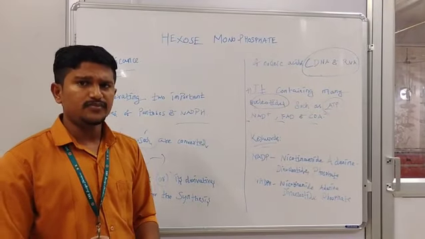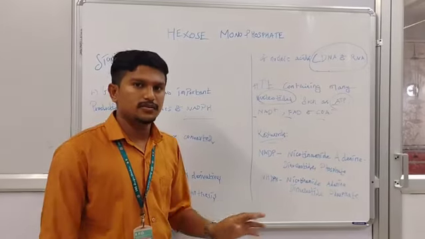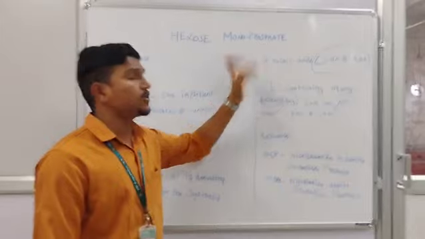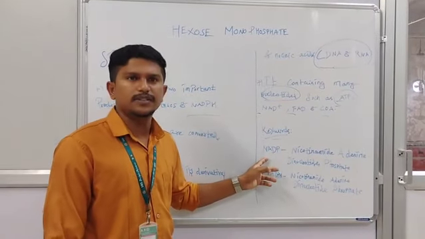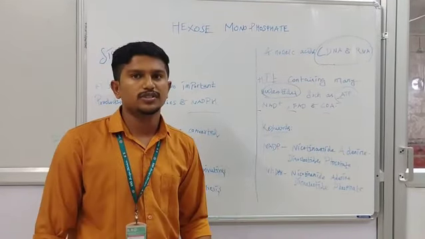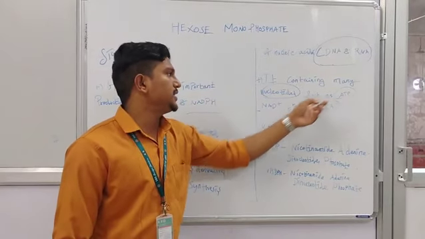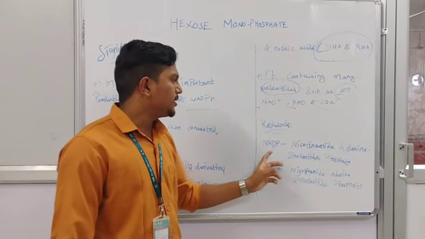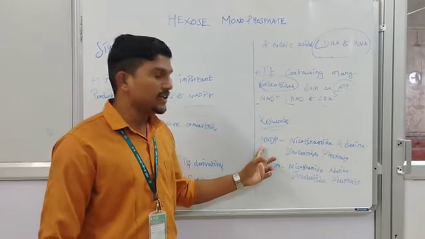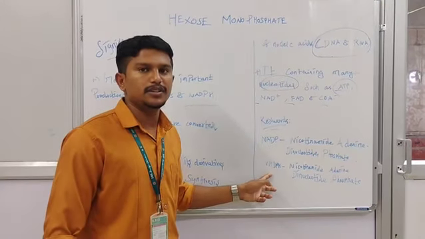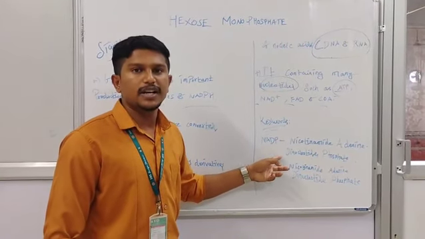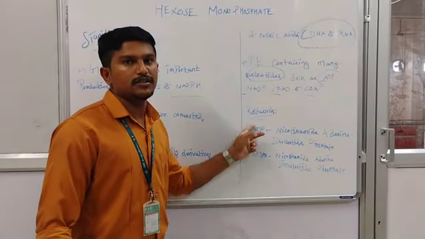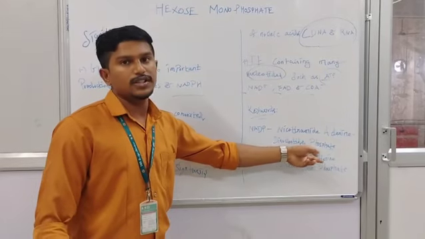Next, what are the keywords present in the study of Hexose Monophosphate? The nucleotide compounds I have already mentioned, ATP, NAD, FAD, and CoA, are keywords. The main keywords are NADP and NADPH. NADP means nicotinamide adenine dinucleotide phosphate.